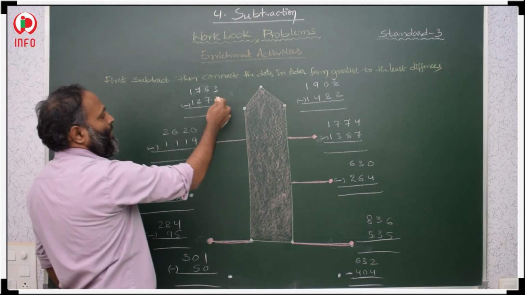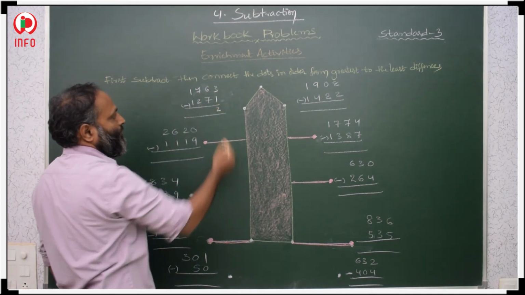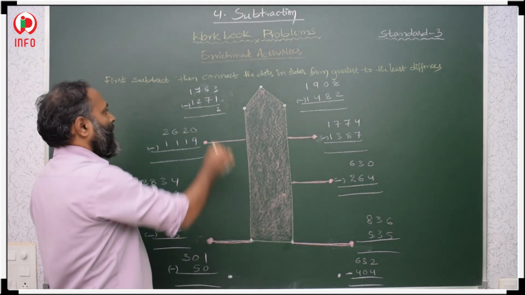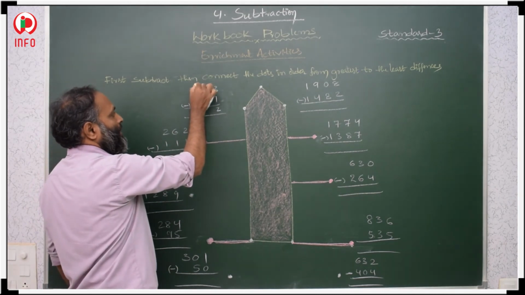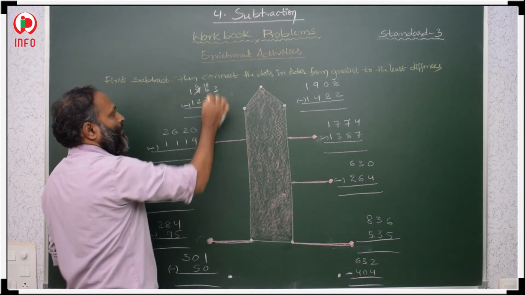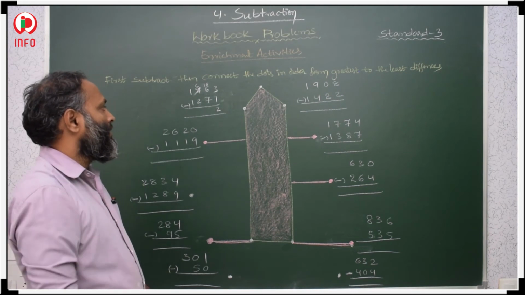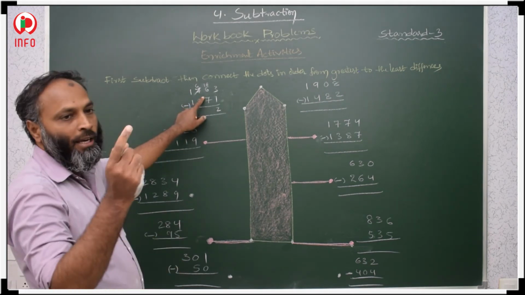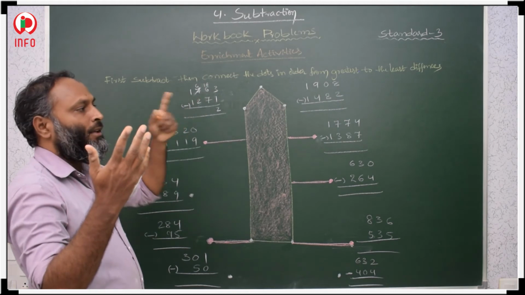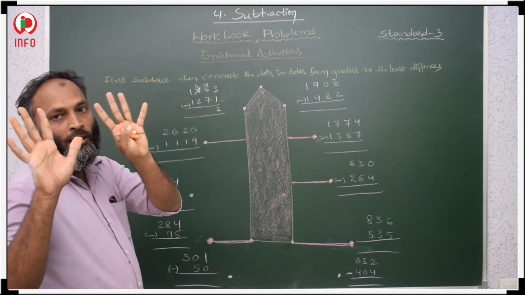First, 3 minus 1 is 2. 6 minus 7, take borrow from here. It will get 6 here. It is 16. 16 minus 7 is 8, 9, 10, 11, 12, 13, 14, 15, 16. How much? 9.